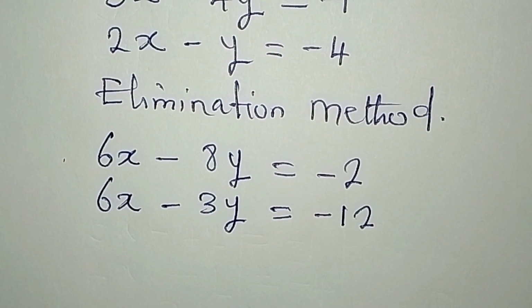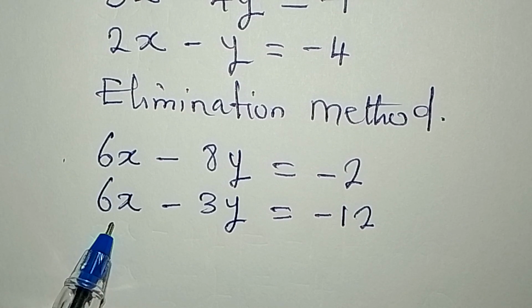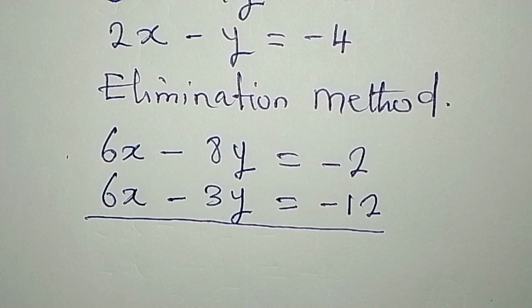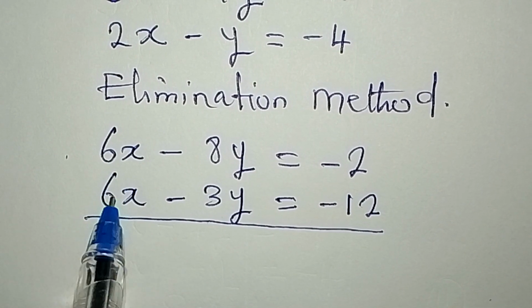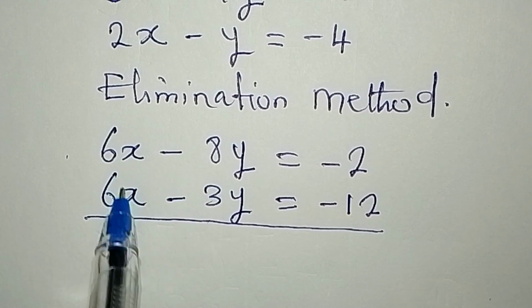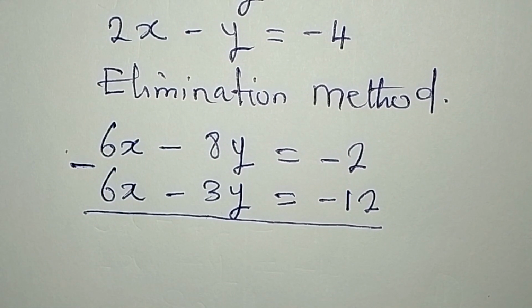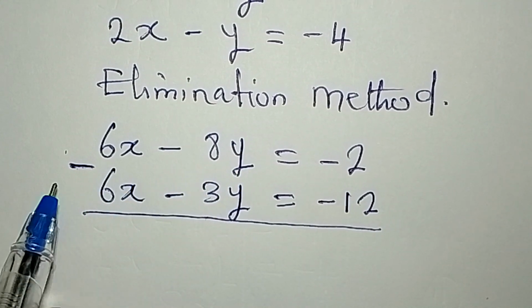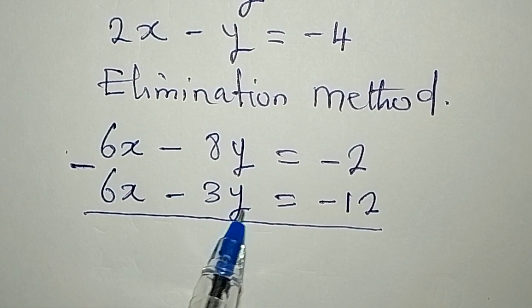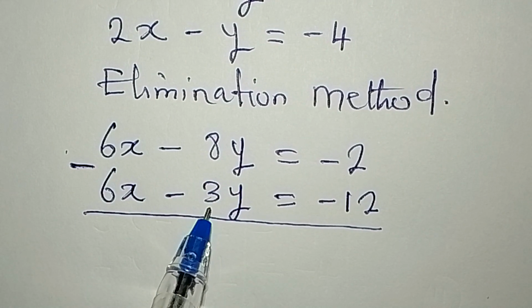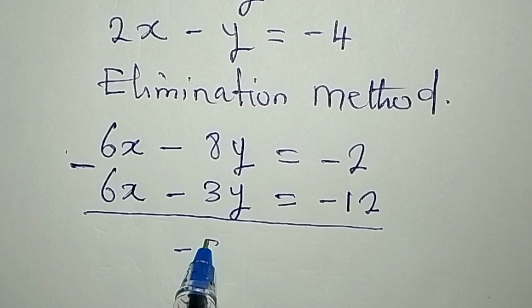Now we have the same term in the two equations, which is 6x and 6x. If you have the same term and you want to eliminate, you check the sign before the two terms. We have positive, positive, right? So if you have the same sign, you subtract. Now 6x minus 6x is gone, and that's where the elimination comes in. So we now have minus 8y minus minus 3y. Minus minus will give us positive. So we're having minus 8y plus 3y. That will give us minus 5y.